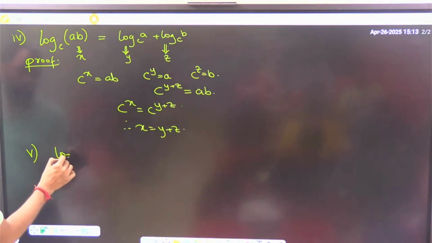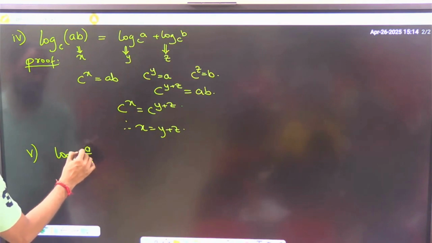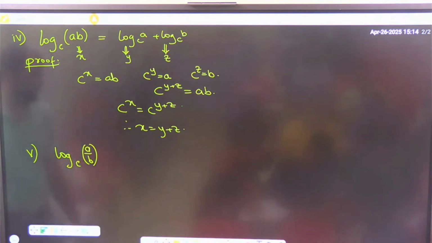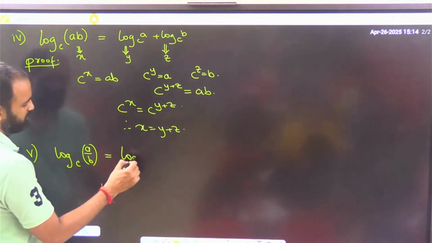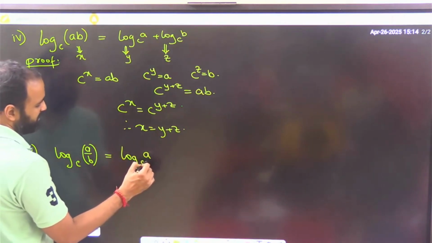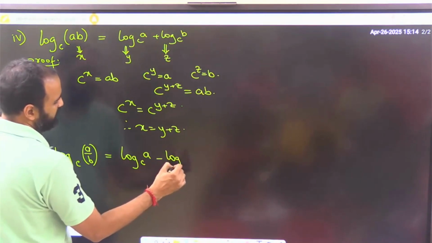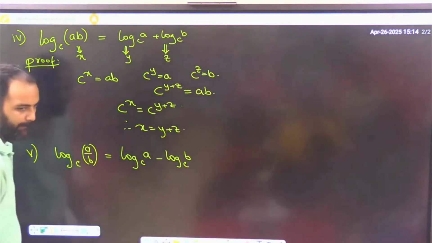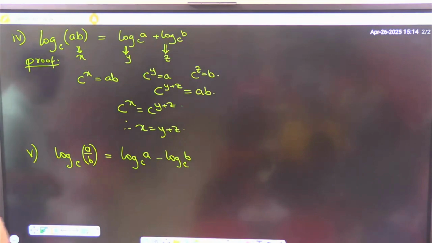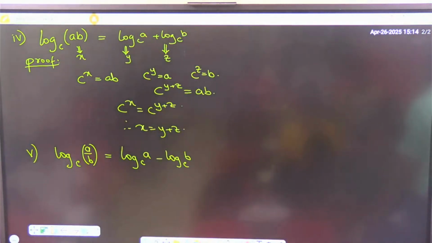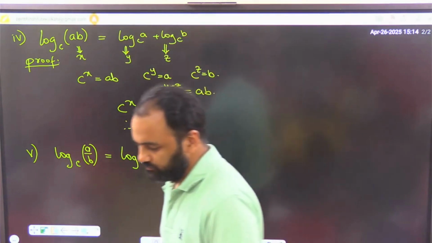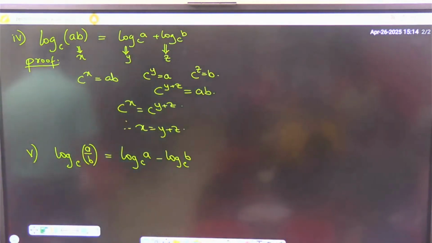Next property, log of a by b to the base c is log a to the base c minus log b to the base c. Log of a ratio splits as a difference. Log of a by b is log a minus log b.